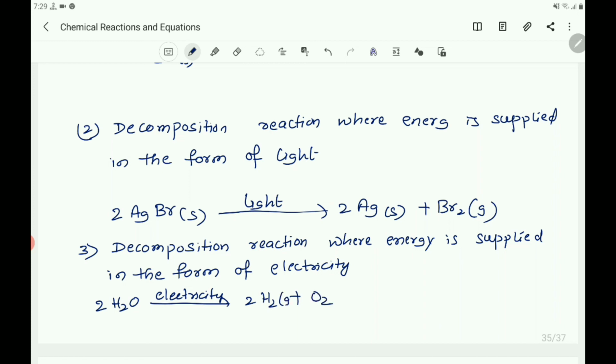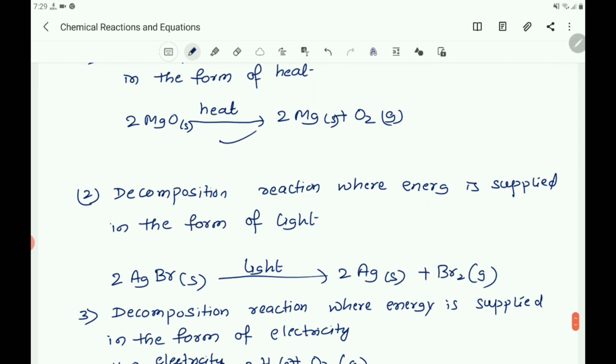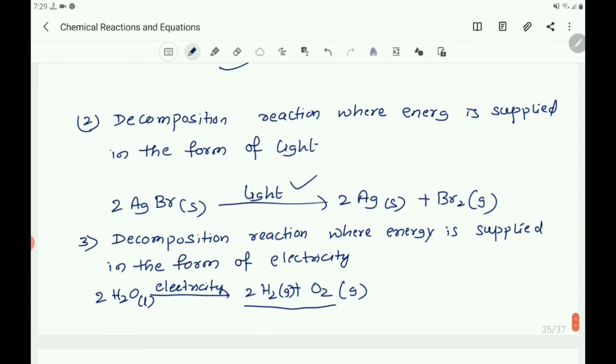Here both hydrogen and oxygen are gases and water is a liquid. Passing the electric current through the water, it decomposes into hydrogen and oxygen. These are the examples here. One is for heat, other is for light, and third one is for electricity.